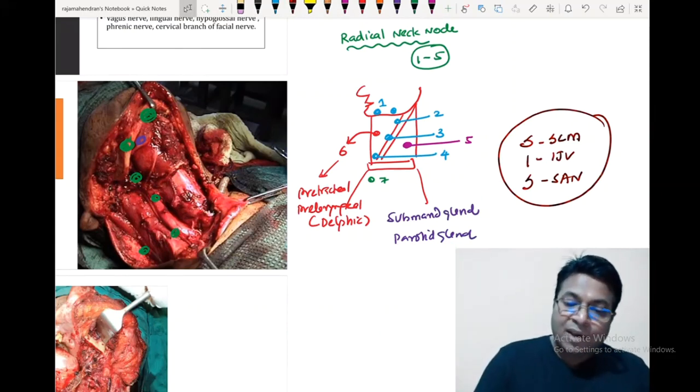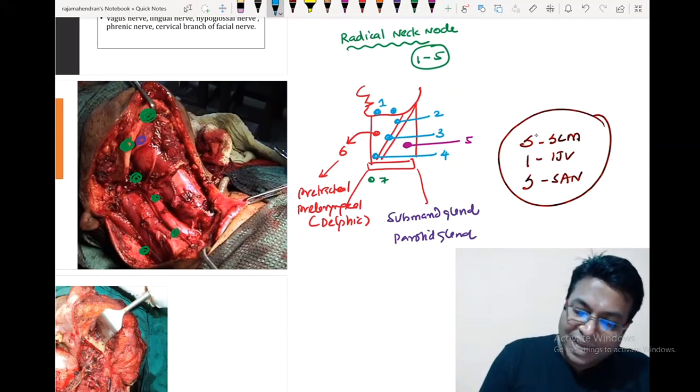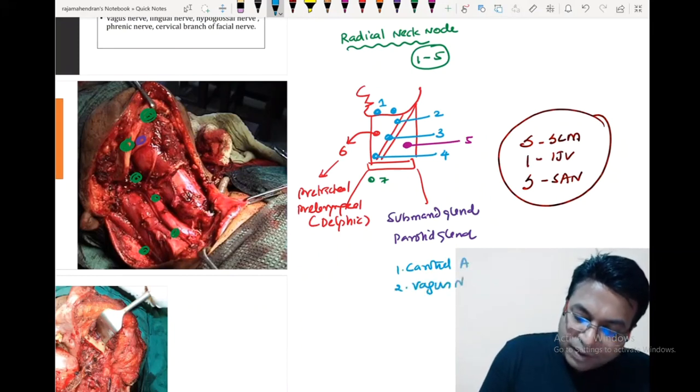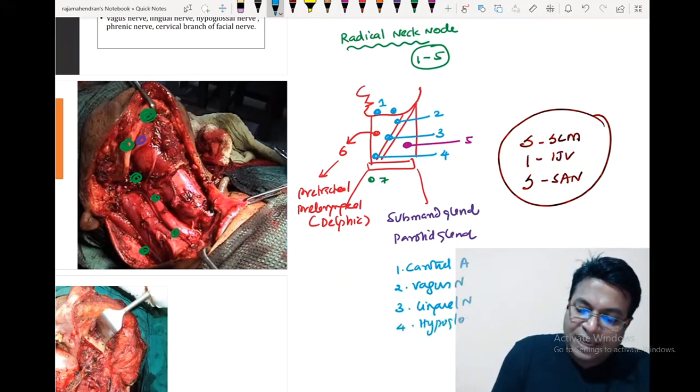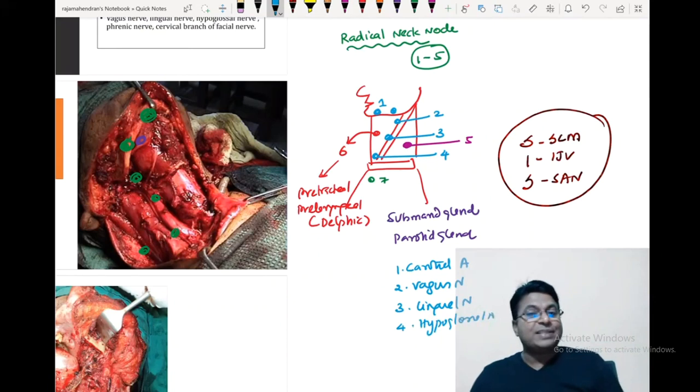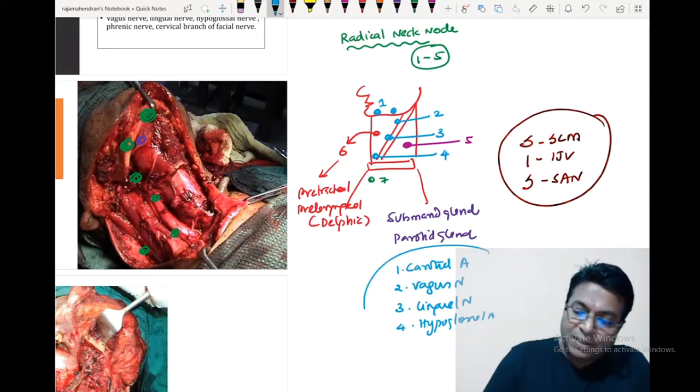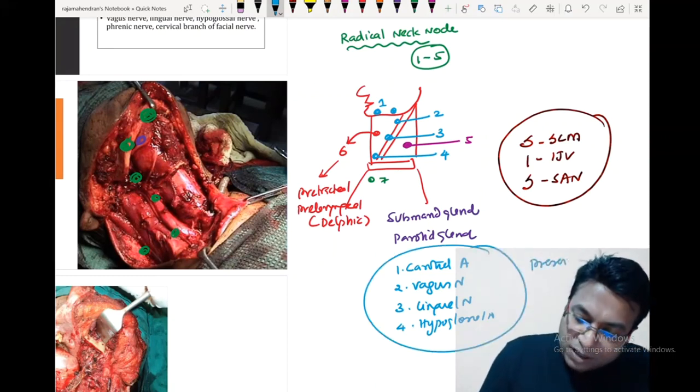And then what have I preserved in a radical neck node dissection? I have preserved the carotid artery. You can see I have preserved the carotid artery. I have preserved the vagus nerve. I have preserved the lingual nerve. I have preserved the hypoglossal nerve. That's all. Everything else in the neck I have removed, as you can see from the picture itself. Carotid artery, vagus nerve, lingual nerve, hypoglossal nerve: that's all. The preserved structures are these 4.